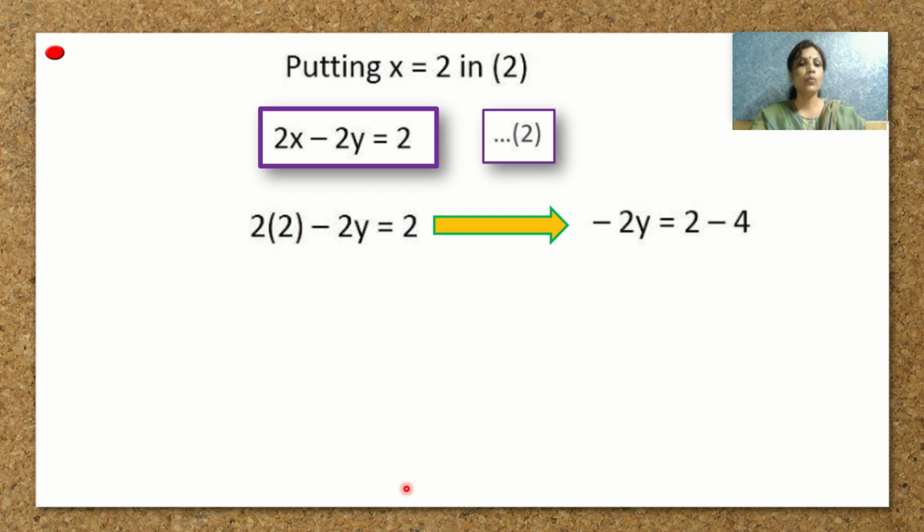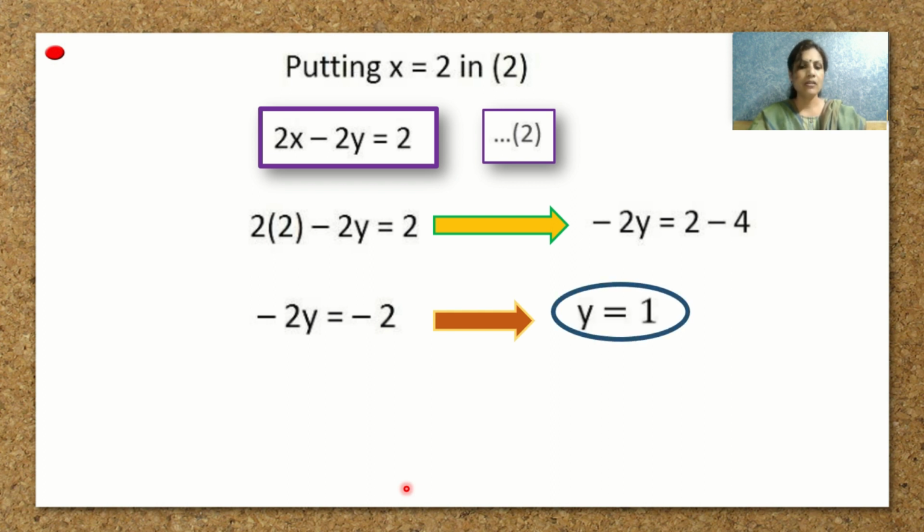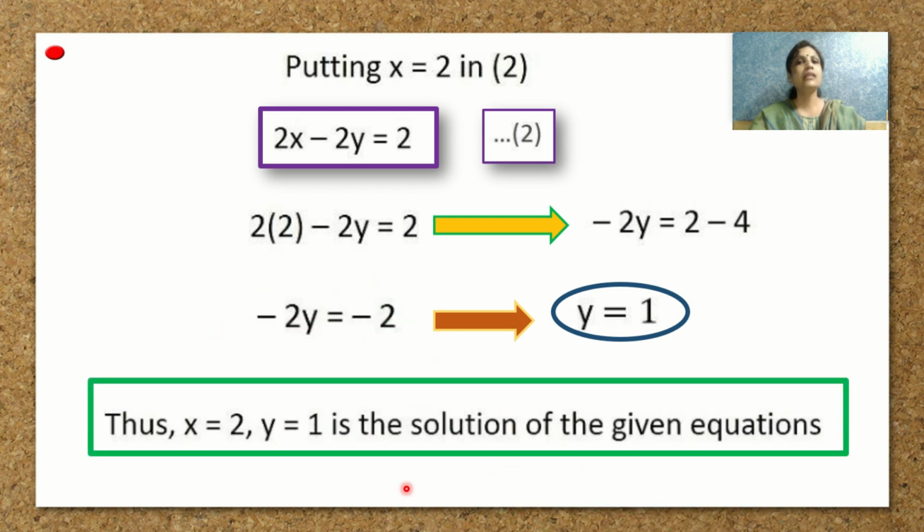Let's solve it. We get minus 2y is equal to 2 minus 4. So minus 2y is equal to minus 2. Let's cancel the minus sign from both the sides. So you get y is equal to 1. This is the value of the other variable. So x is equal to 2 and y is equal to 1 is the solution of the given equation. Alright? Okay, let's move to the next sum.